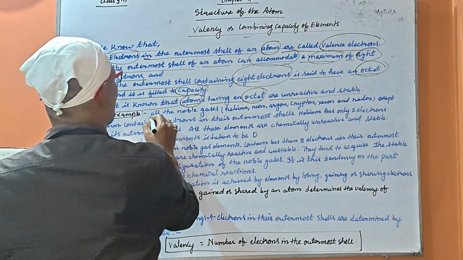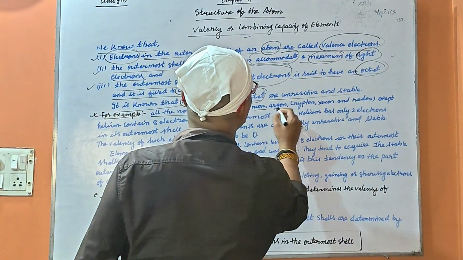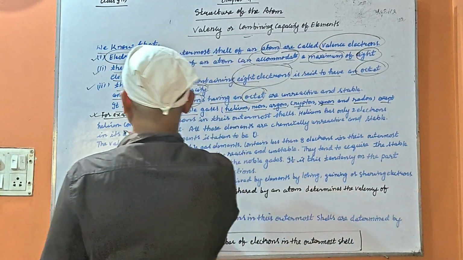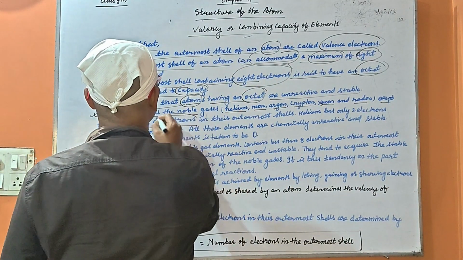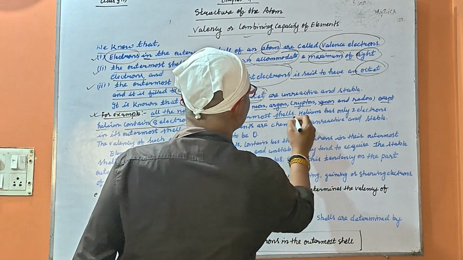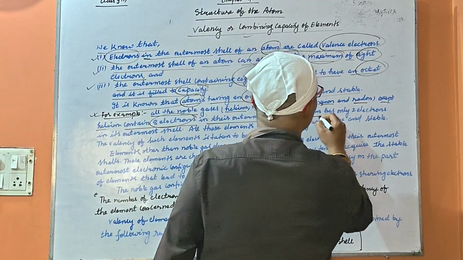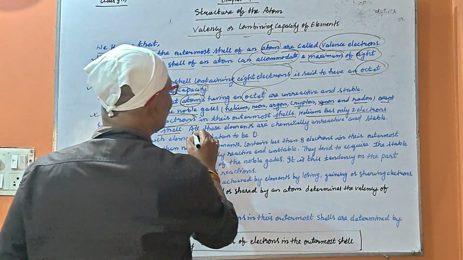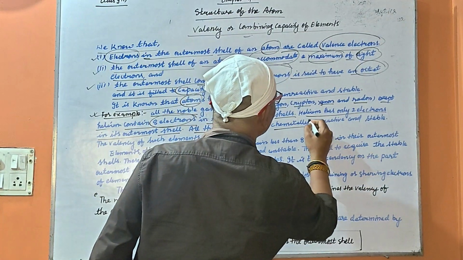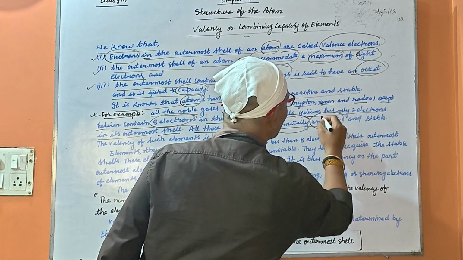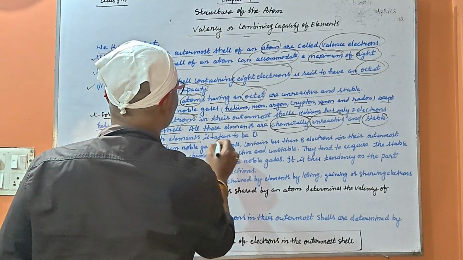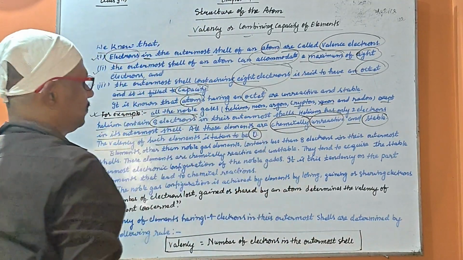For example, all the noble gases, helium, neon, argon, krypton, xenon, and radon, except helium, contain 8 electrons in their outermost shell. Helium has only 2 electrons in its outermost shell. All these elements are chemically unreactive and stable. The valency of such elements is taken to be 0.